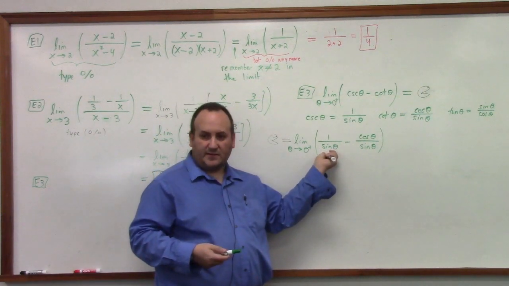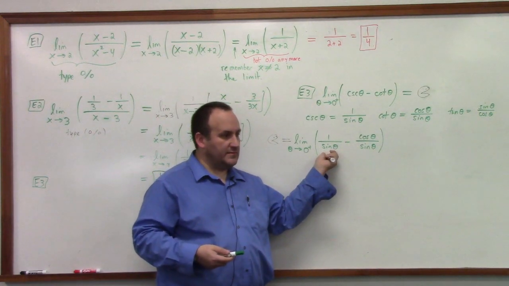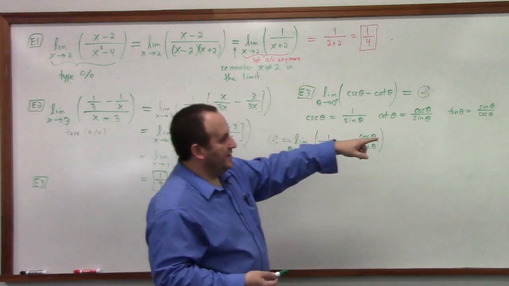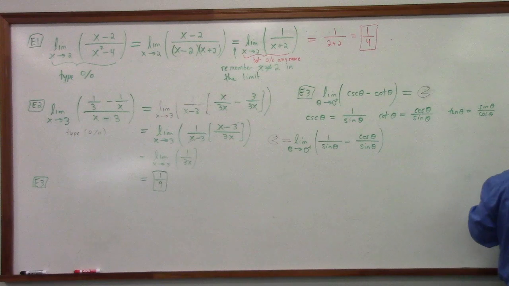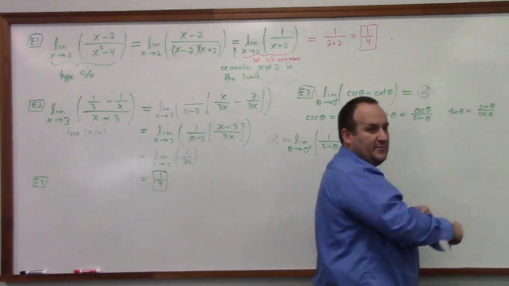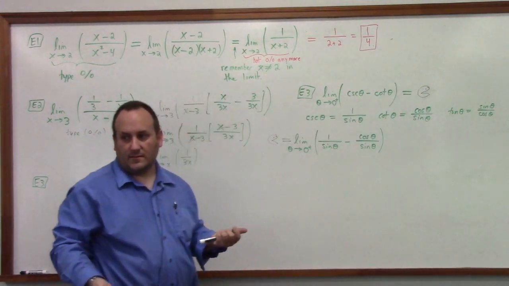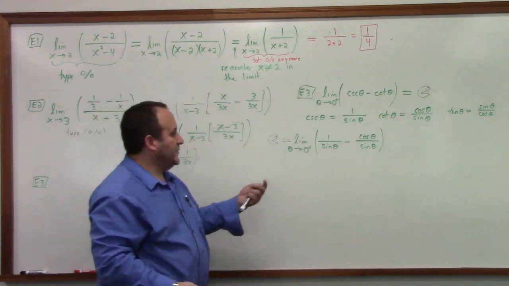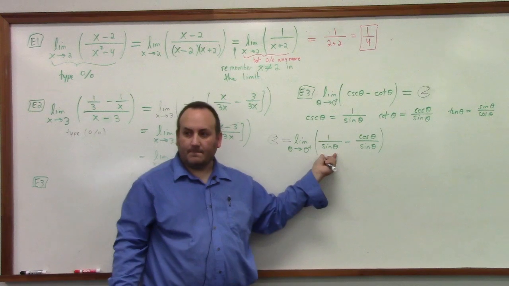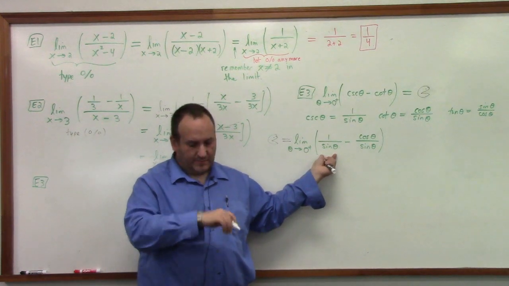What happens to sine? What's the graph of sine look like? Oh, yes, right there. So what happens as we're approaching theta from the right? We're like in here. It's going to 0, right? It's a small positive number. What's 1 over a small positive number equal to? A fraction, yeah.